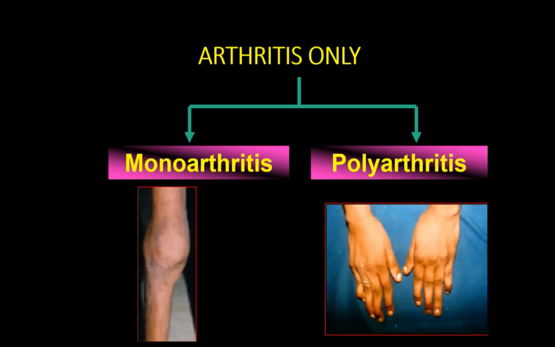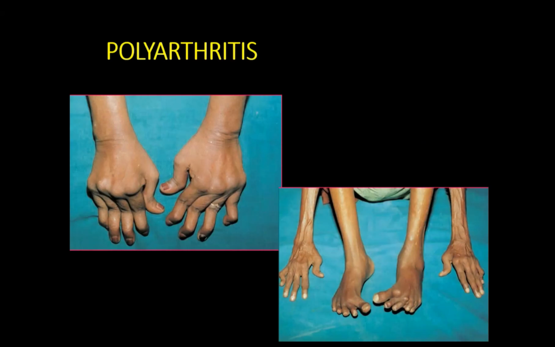So when it comes to only arthritis, you classify it whether it's monoarthritis or polyarthritis. What will be the causes for monoarthritis or polyarthritis? Polyarthritis is when more than 5 joints are involved. If more than 5 joints are involved in a patient, you call it polyarthritis. That is the definition of polyarthritis.